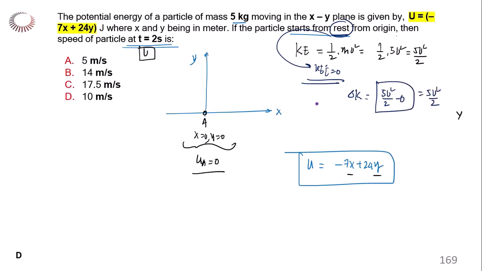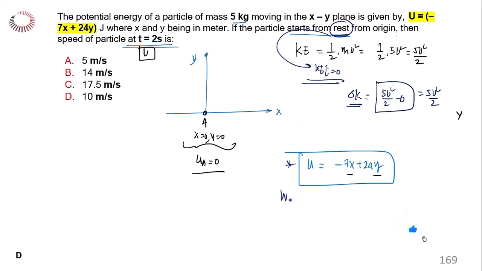Now, why does this change in kinetic energy take place? Because of the applied force. Force must be there because U is there. So the particle is displaced because of some kind of force, and because of that the kinetic energy is changing. Changing kinetic energy is nothing but the work. Now, how to calculate the work done? U is there, so it is conservative work.